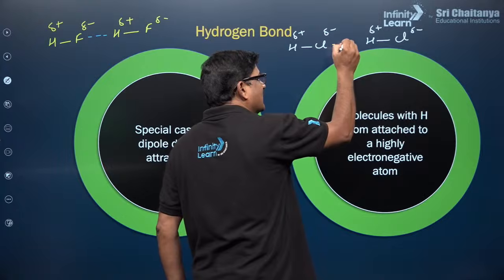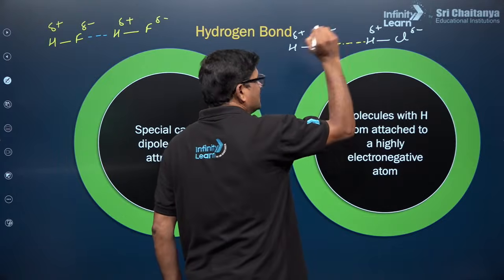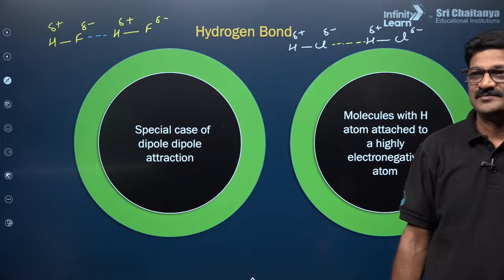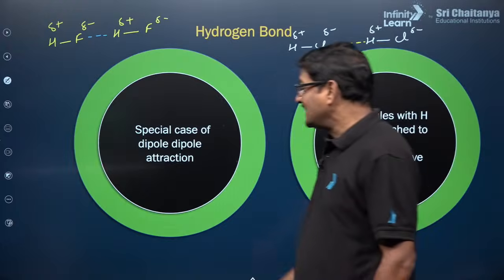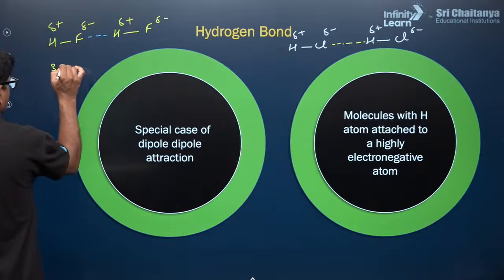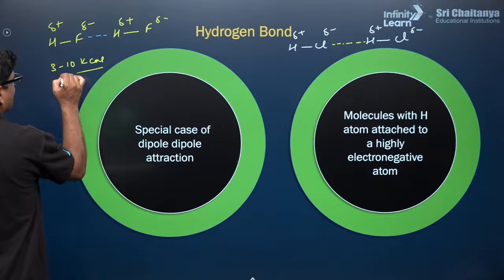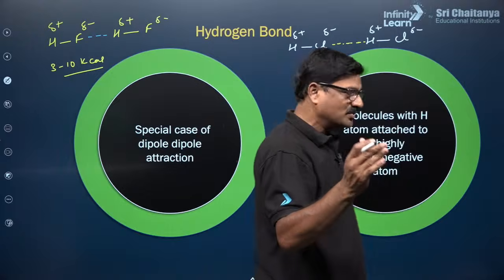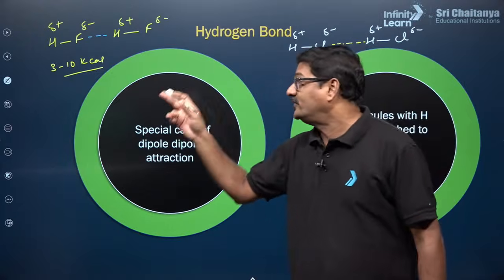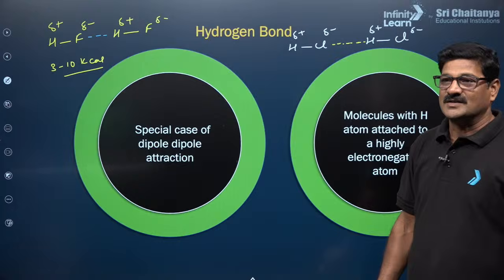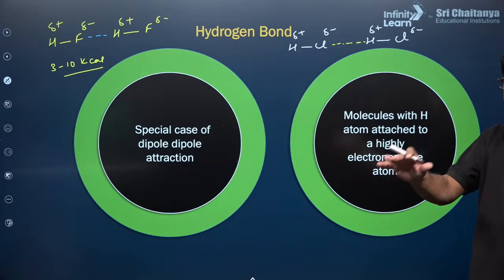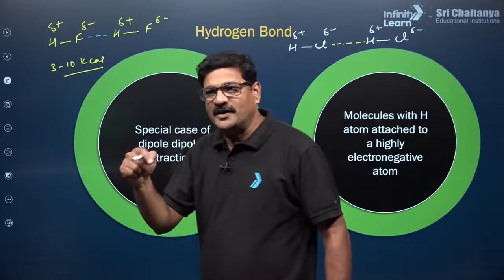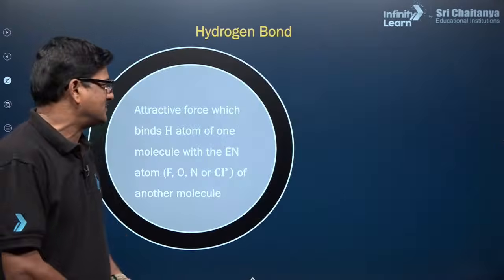Do you say this is hydrogen bonding? No. To call it hydrogen bonding, the energy should be 3 to 10 kilocalories, and the energy value here is less than this, so it does not come under the bucket of hydrogen bonding. So it is a molecule with a hydrogen atom attached to a highly electronegative atom. Actually, hydrogen bonding is a special case of dipole-dipole forces.